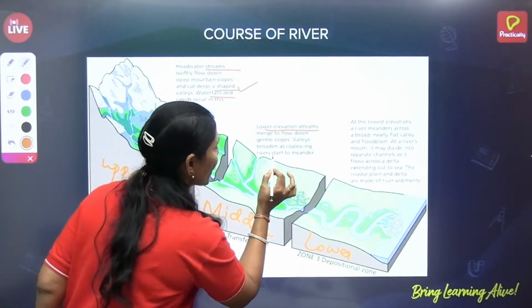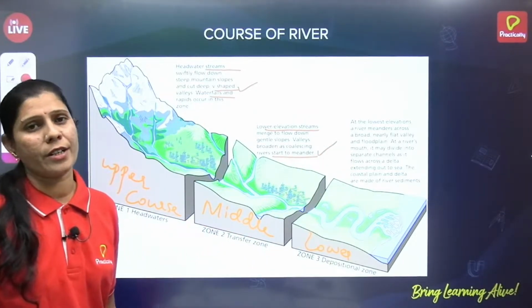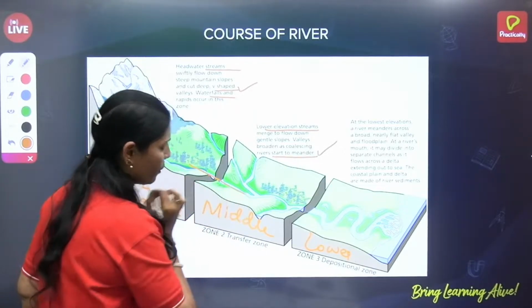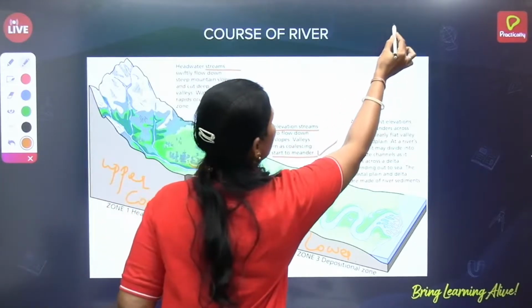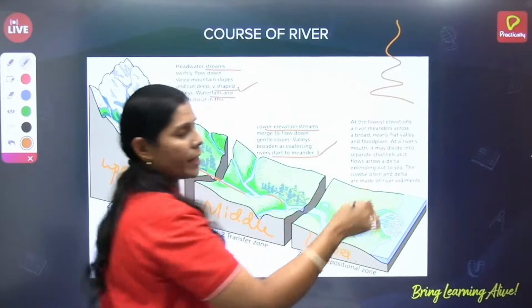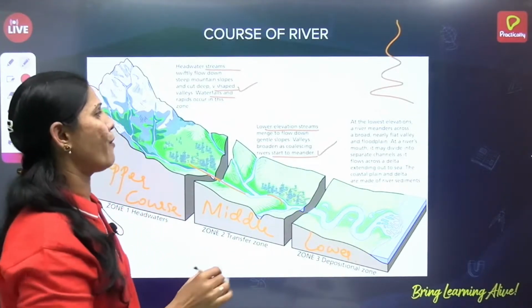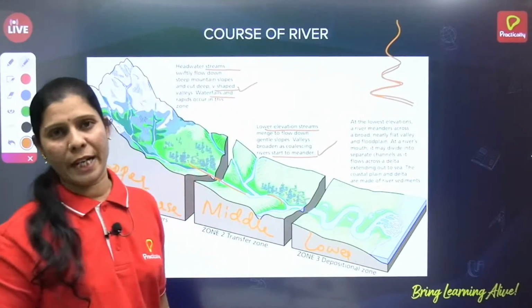And in the lower course, a most important thing, that is meanders, are created. Meanders means, due to the excess flow coming from the upper courses, the meanders are formed. Meanders are nothing but like this type of curve. The journey of the river will be in a curved form. So this curving form of structure, we call them meanders.